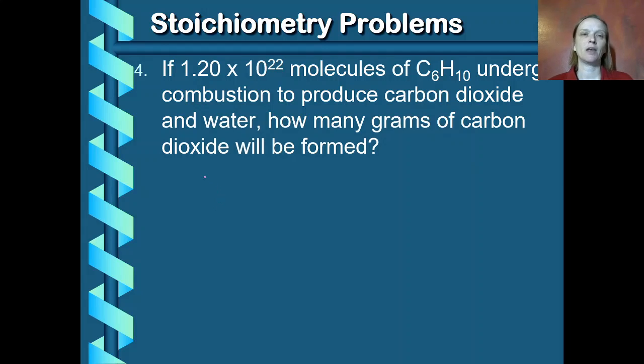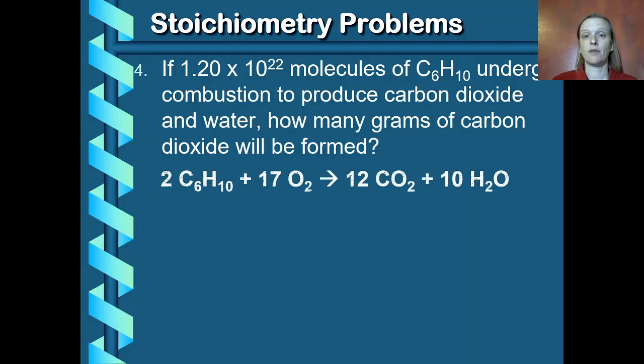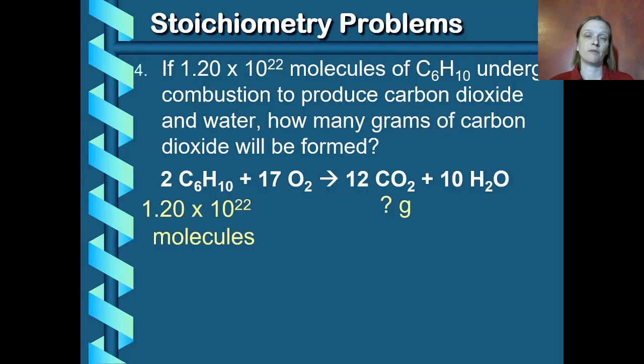Let's try another example. 1.20 times 10 to the 22 molecules of hexene undergo combustion to produce carbon dioxide and water. How many grams of carbon dioxide will be formed? So with this being a combustion reaction, hopefully you can write the balanced equation. Pause the video and try to figure out the correct balanced equation for the combustion reaction. Hopefully this is the answer that you got. Make sure that you know which is the known and which is the unknown value. Hopefully you correctly identified the known and the unknown values.